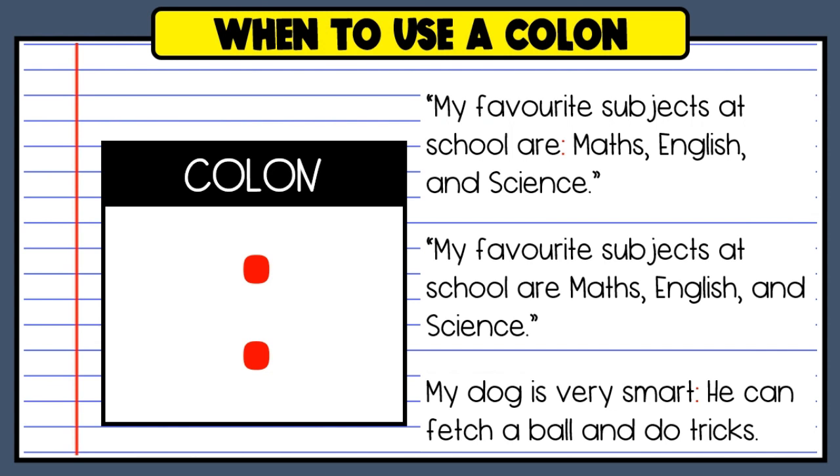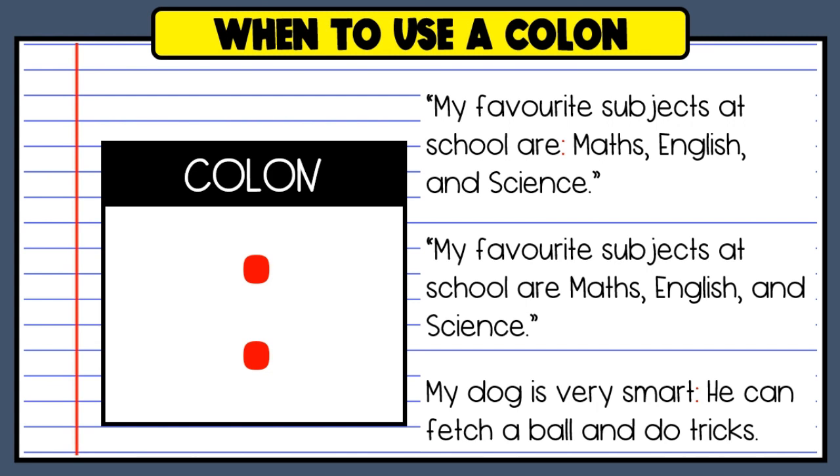So, like I said, we've got a colon. It looks almost like an equal sign with two dots. In a sentence, a colon helps us to add more detail and it makes things clearer. So think of it as a way to say, here comes more information, or like this. For example, we've got: my favorite subjects at school are: maths, English, and science.